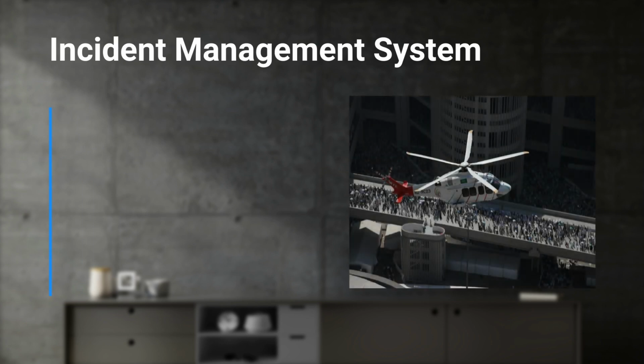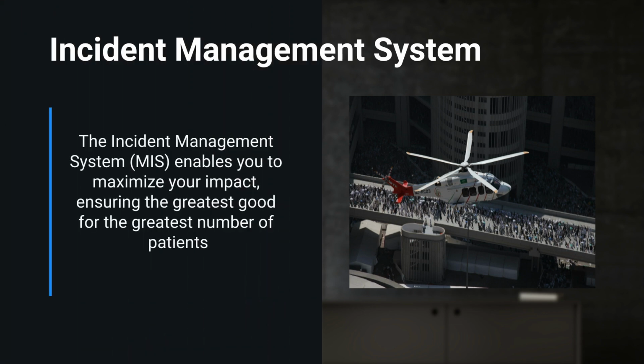Mass casualty incidents at large events can be overwhelming. With potentially limited resources and a high number of patients, the Incident Management System, ICS, enables you to maximize your impact, ensuring the greatest good for the greatest number of patients.